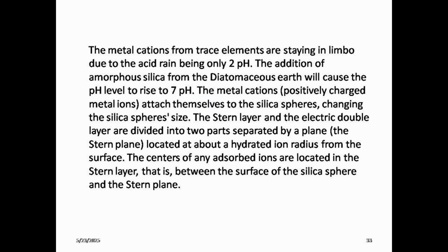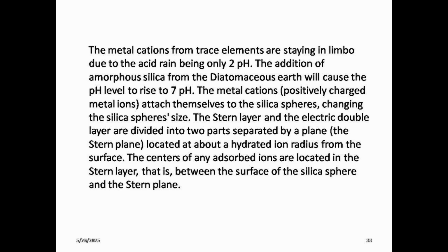The metal cations from trace elements are staying in limbo due to the acid rain being only 2 pH. The addition of amorphous silica from the diatomaceous Earth will cause the pH level to rise to 7 pH. The metal cations, positively charged metal ions, attach themselves to the silica spheres, changing the silica sphere's size.